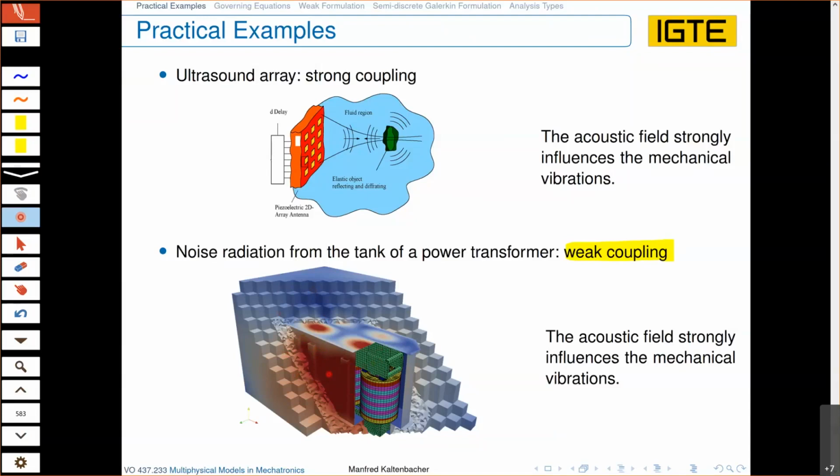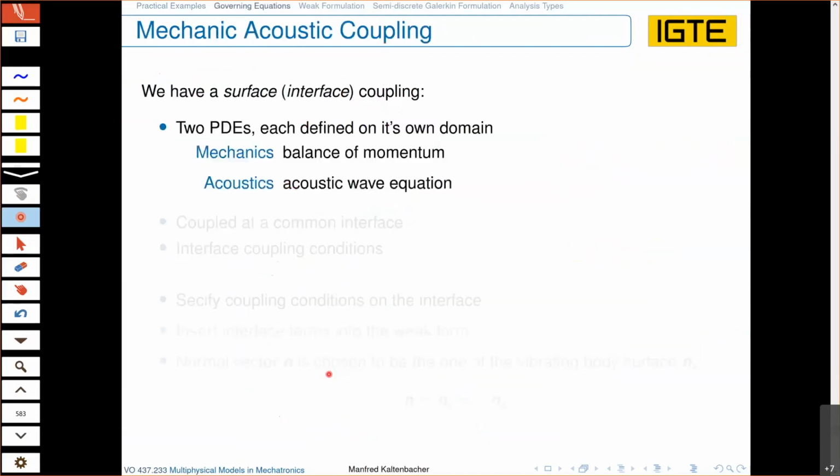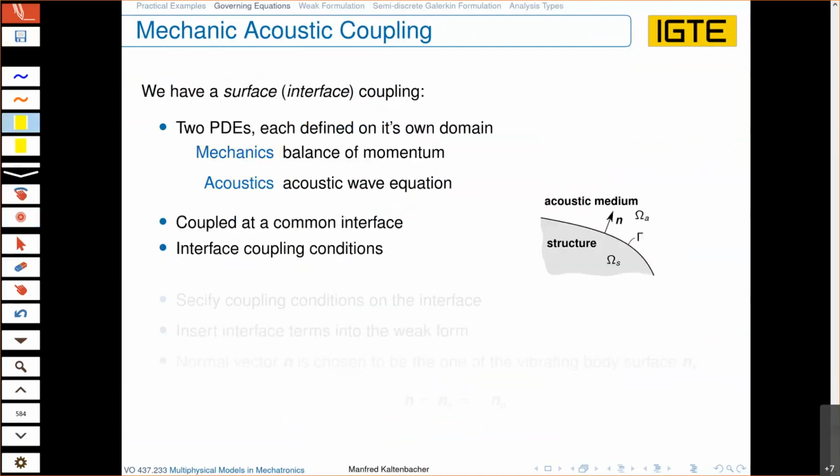So we can do a separate computation. You first compute the vibrating surface of the tank. Then use the surface displacements, or you can even store velocities or accelerations, and use these as boundary conditions for a second computation, which is a pure acoustic computation. Okay, so in general, it's clear we have the mechanical PDE, we have the acoustic PDE, and we have a coupling interface.